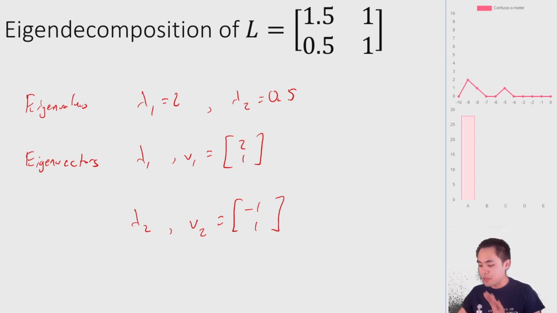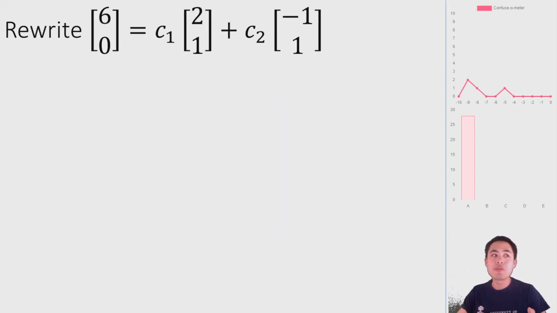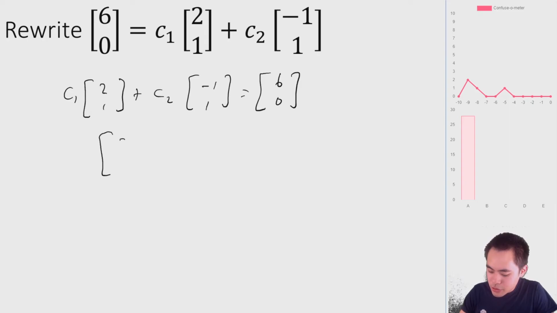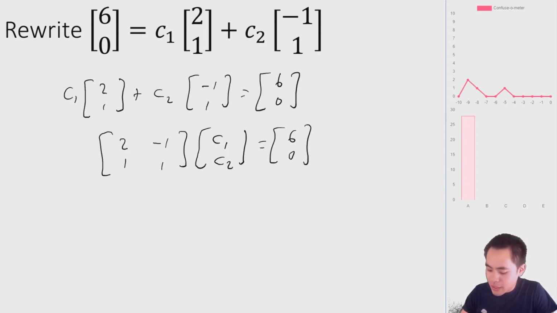Now, the step that I did super quickly last time, which we'll do a little bit more slowly, is you need to rewrite your original vector as a linear combination of your two eigenvectors. So in order to do this, we take c1 times (2, 1) plus c2 times (-1, 1) is equal to (6, 0). Now this implies that we have the matrix [2, -1; 1, 1] times (c1, c2) is equal to (6, 0). Or we can also write it out as 2c1 minus c2 is equal to 6, and c1 plus c2 is equal to 0.